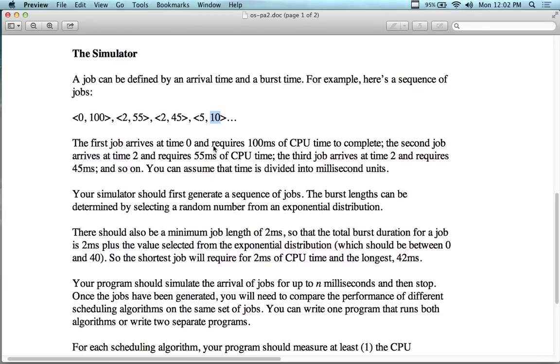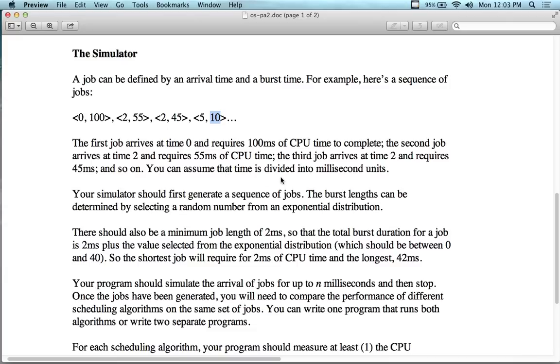So the first job arrived at 0 and requires 100, and so on for the second job. Assume that the time is divided into millisecond units. It doesn't really matter. It doesn't have to be real time. You can totally fix this information as well. So your simulation should first generate a sequence of jobs. You have to have something to run. So you're going to generate this list.